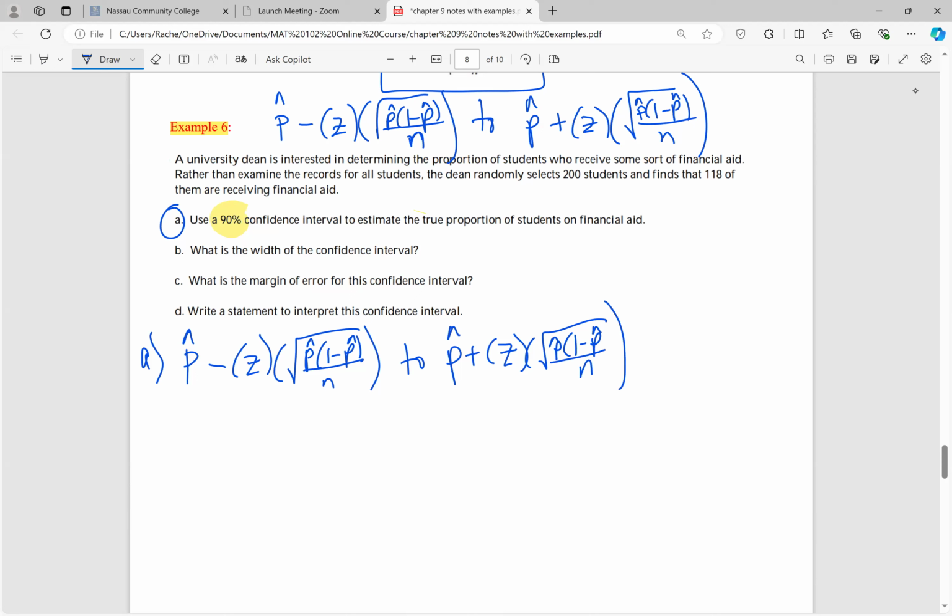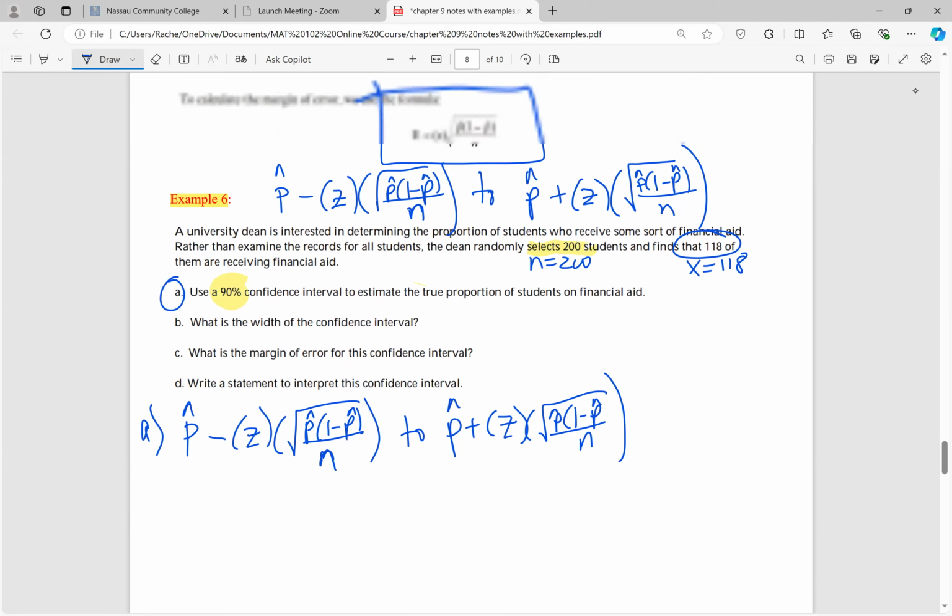So we need p hat, we need z, which we already said is going to be 1.65, and we need n. And once we have those values, we could plug in. So we know that n is 200, right? Because we took a sample of 200 students. So it says right here, n is 200. And X of them are receiving financial aid, so 118 of them. So X is 118.